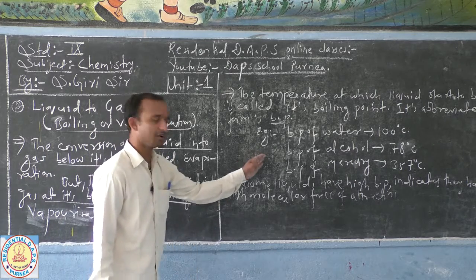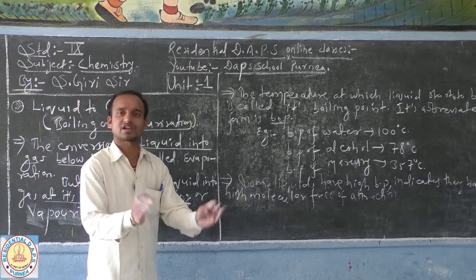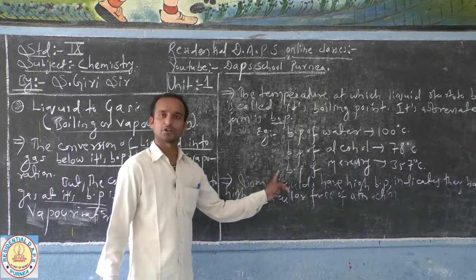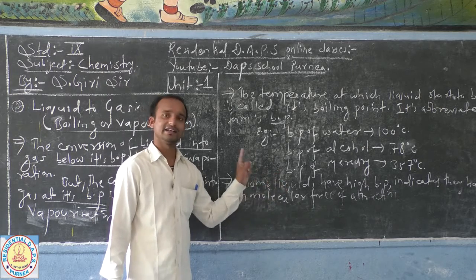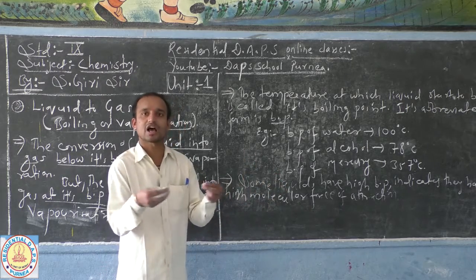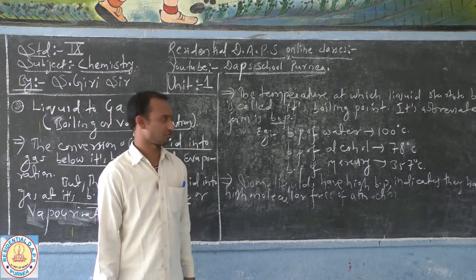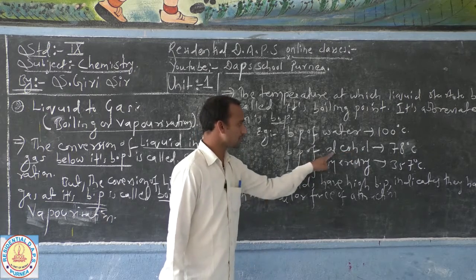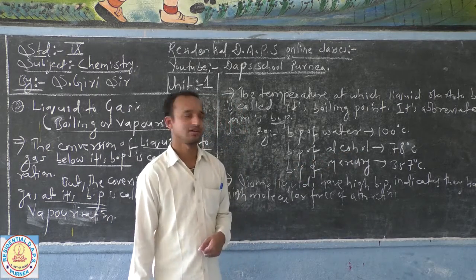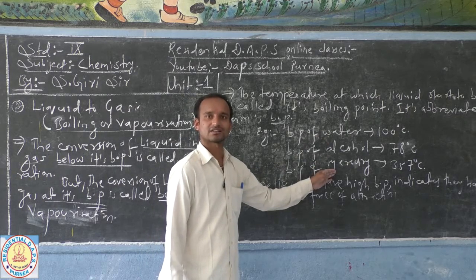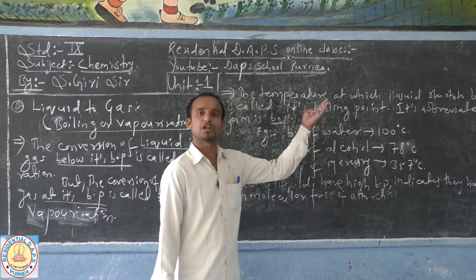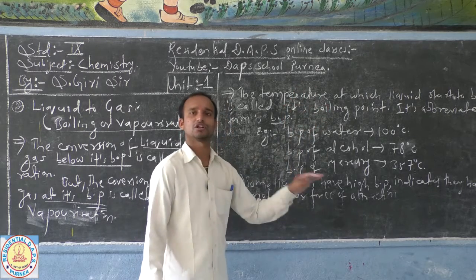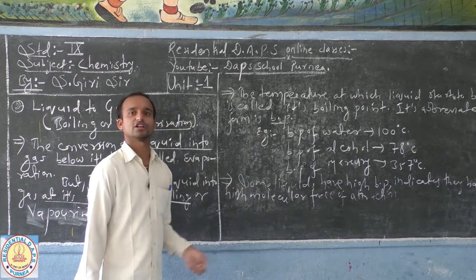Now similarly with boiling point, all liquids have their own boiling point. If a particular liquid has a high boiling point, it indicates that the liquid's molecules have a high molecular force of attraction. Here alcohol has only 78 degrees C. It means the molecular force of attraction of alcohol is much lesser than that of water or mercury. Got the point? Higher boiling point means high molecular force of attraction. Lesser boiling point means less molecular force of attraction in that particular liquid.